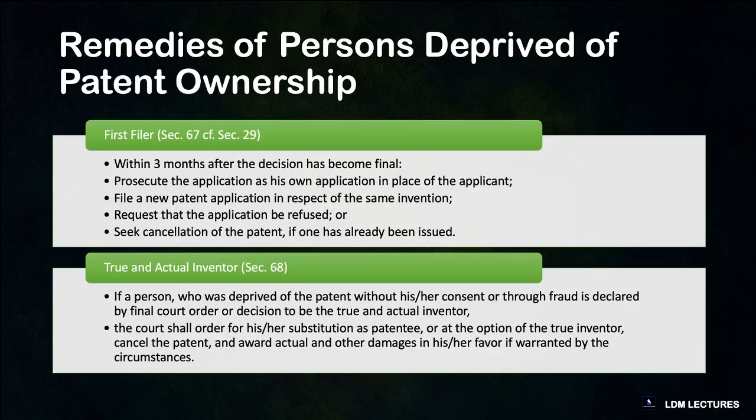Ano ngayon yung remedy? Ano ngayon yung remedies ni patentee? Sabihin mo na na-deprive siya ng patent ownership. Kung siya yung first filer, under Section 67, in reference to Section 29 ng Intellectual Property Code, within 3 months after the decision has become final, the first filer may prosecute the application as his or her own application in place of the applicant. So, he or she may file a new patent application in respect of the same invention and request that the application be refused or seek cancellation of the patent if one has already been issued.